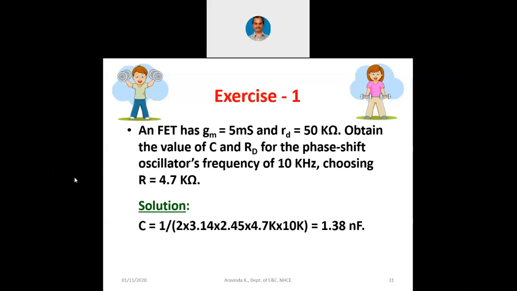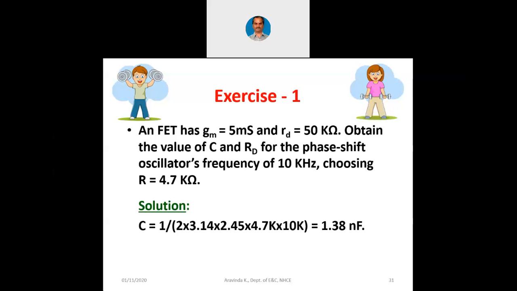Now to find out RD, we already know that the gain has to be greater than 29. So we will have to assume a gain now, because we have a formula for the gain. But small rd is given, capital RD is not given. Gain is also not given now. A is also not given. So what to do? We know that in the case of a phase shift oscillator, the gain of the amplifier must be greater than 29.